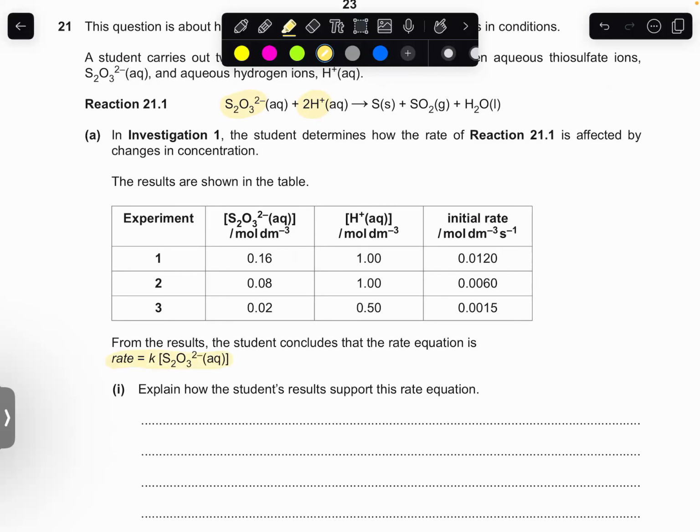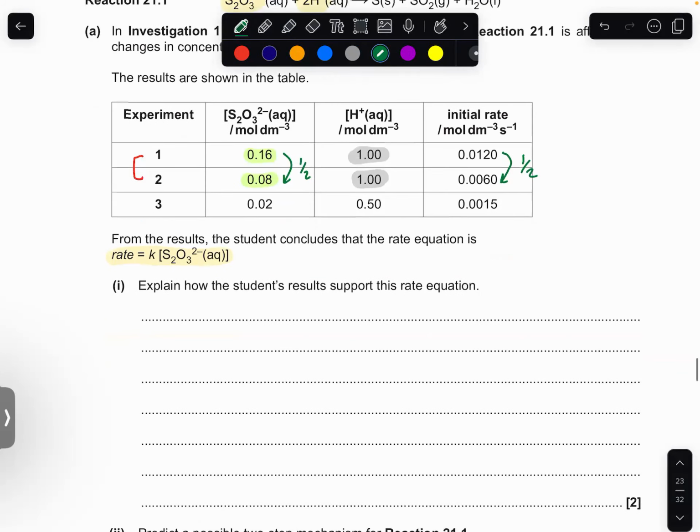You see, if we compare experiments 1 and 2, the concentration of H+ is the same, but the thiosulfate ion concentration is halved. That's halved, and the rate is also halved. So what we say, because of that, is first order with respect to the thiosulfate ions.